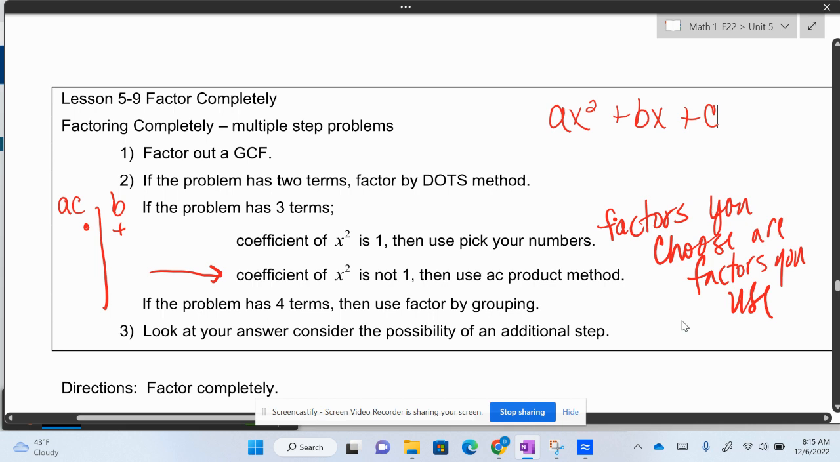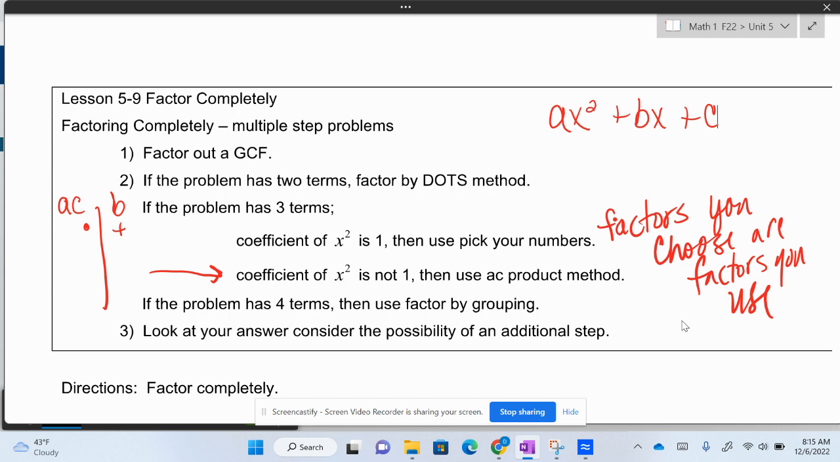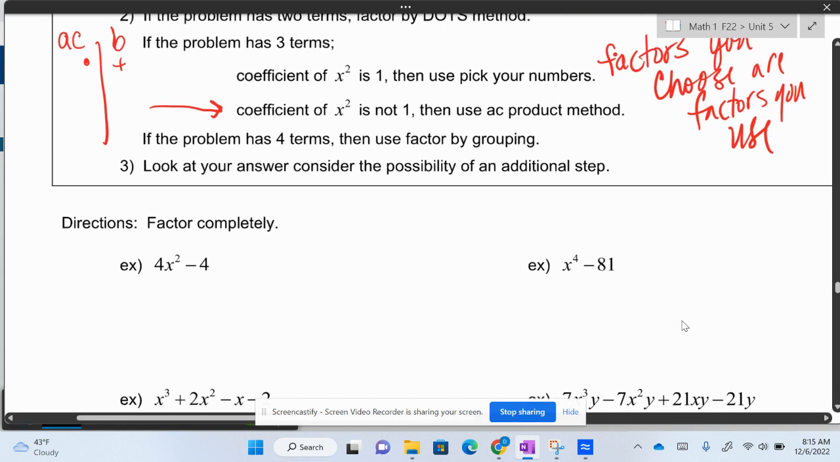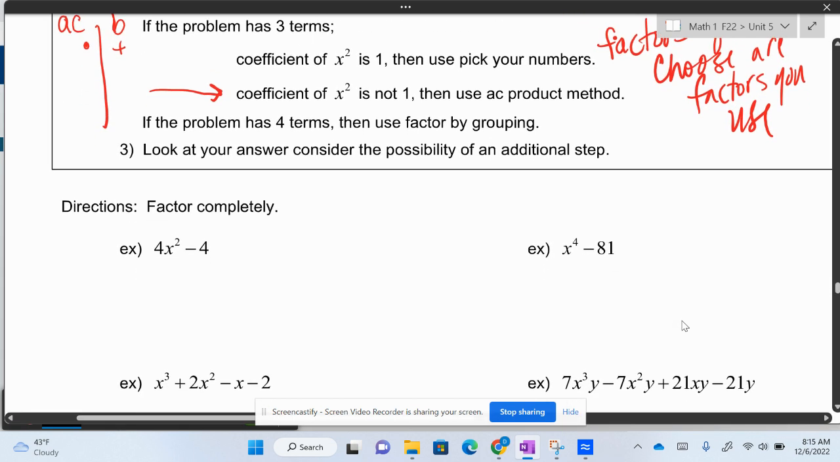If the problem has 4 terms, then you're going to group it. You're going to factor by grouping, okay? Once you get your factors, always look at your factors and see if you have a difference of 2 squares inside of there, okay? Because if you do, you're going to have to factor it again. So let's look at this first example.